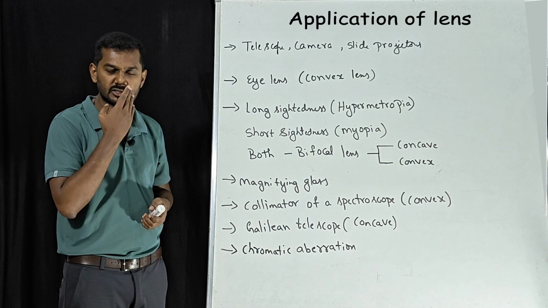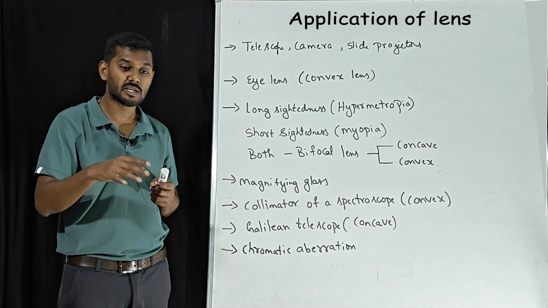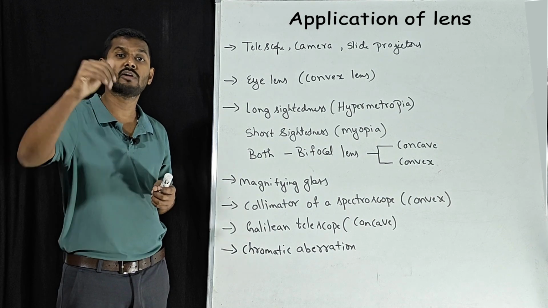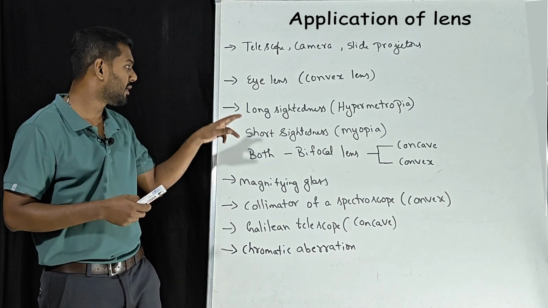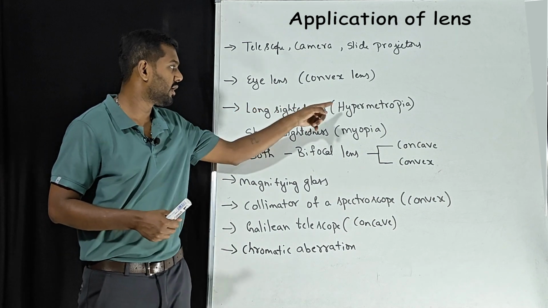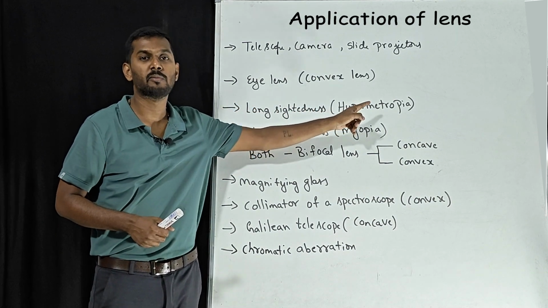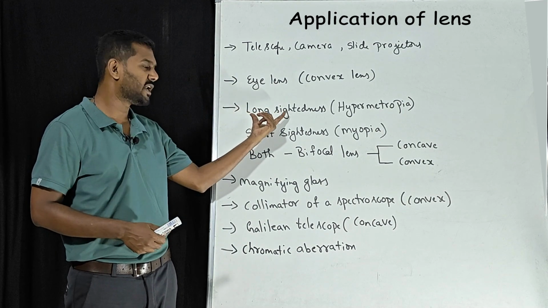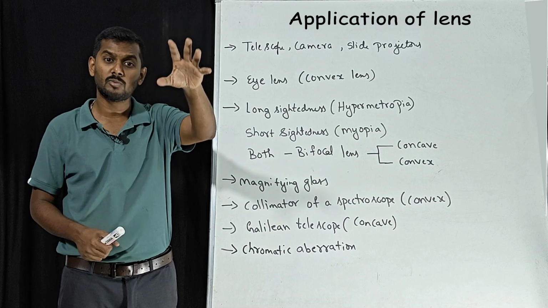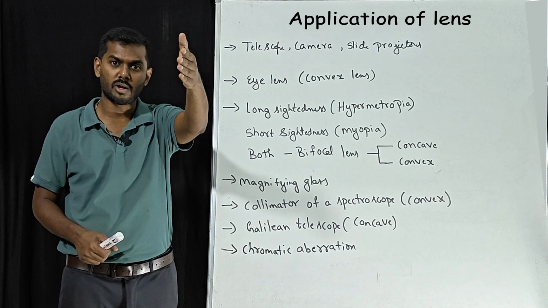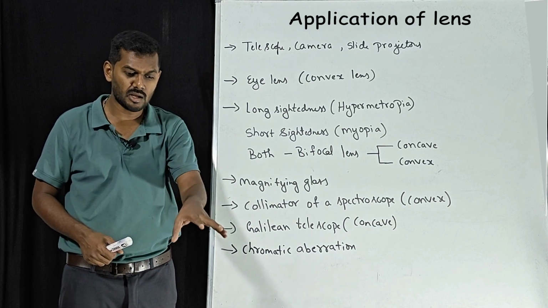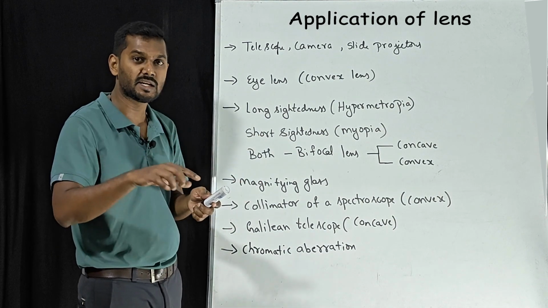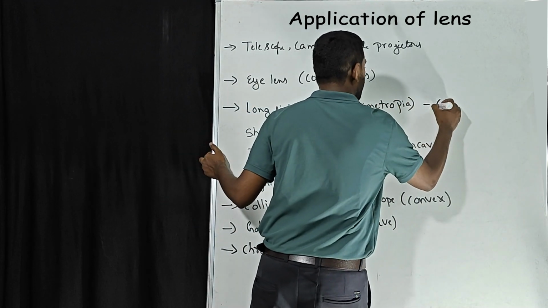Long sightedness means the people who cannot see the nearer objects, but they can see the objects which are far away from them. So that is nothing but long sightedness. In another way we can call it hypermetropia. In the exam they can use anything. Long sightedness means they can see the objects which are too far away, but they are not able to see the objects which are near to them. This can be corrected using convex lens.